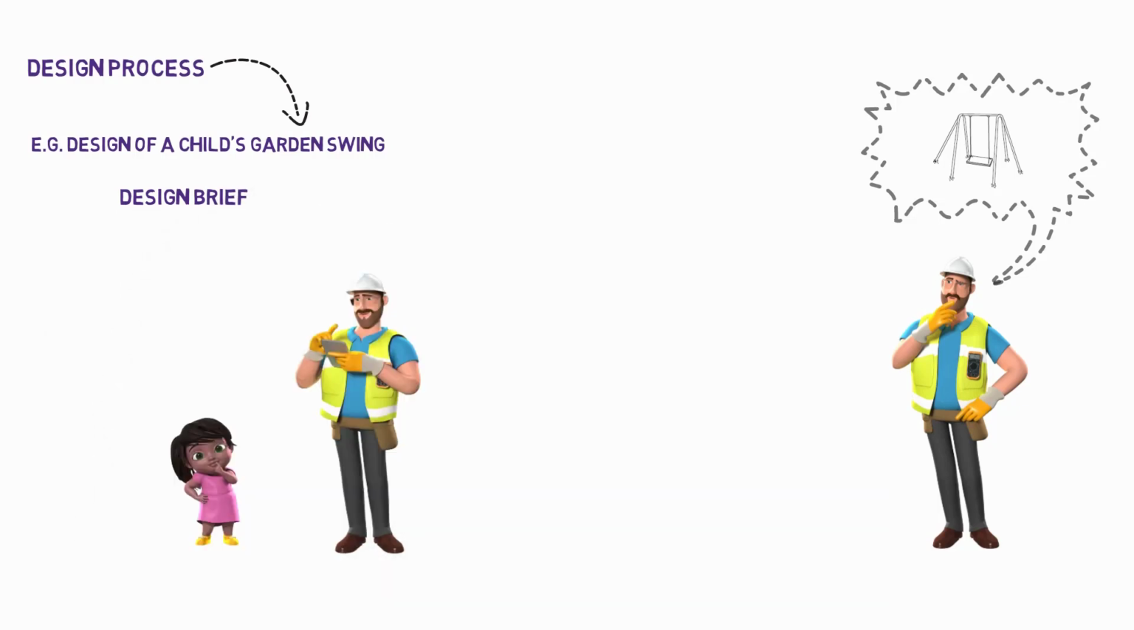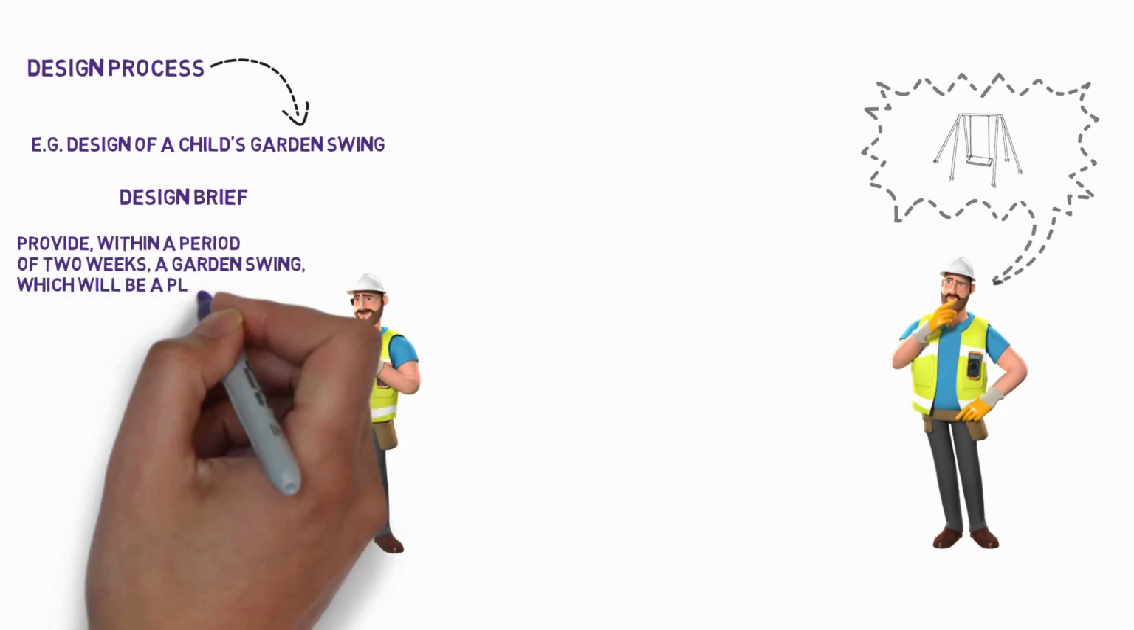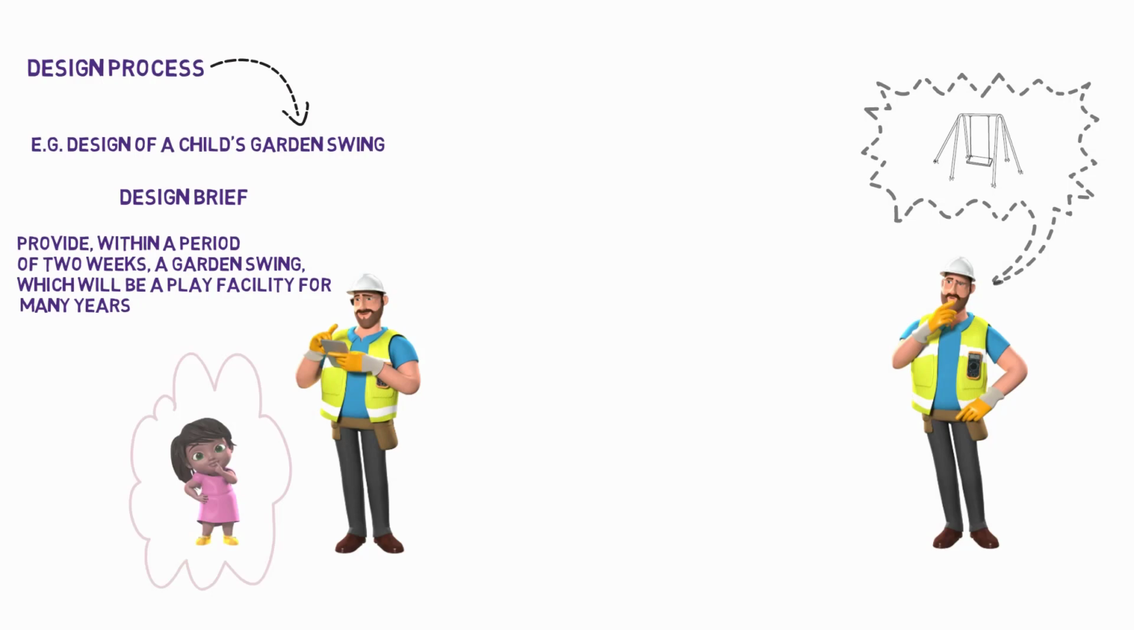In our case, the client is a child who requires a garden swing, and the brief is, provide, within a period of 2 weeks, a garden swing, which will be a play facility for many years. To arrive at a satisfactory solution, the designer will go through the following stages.